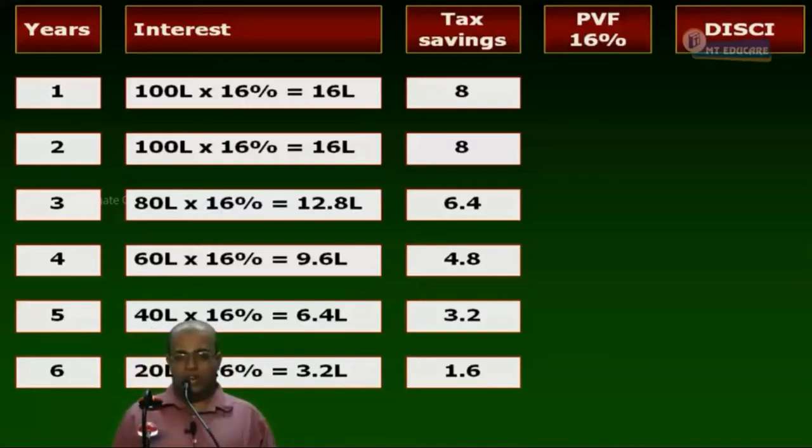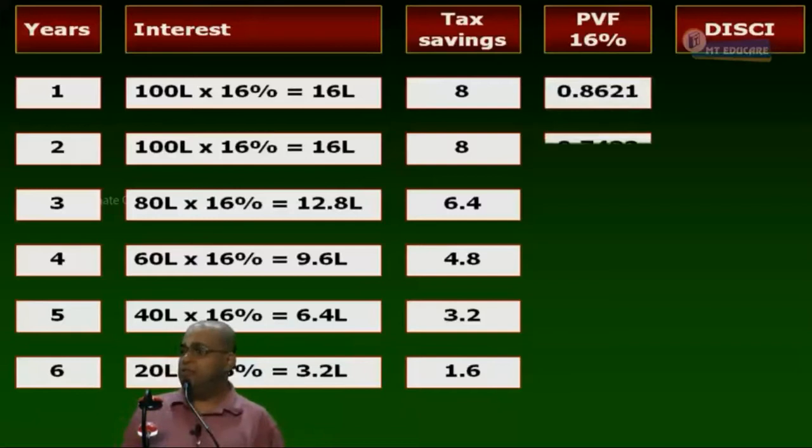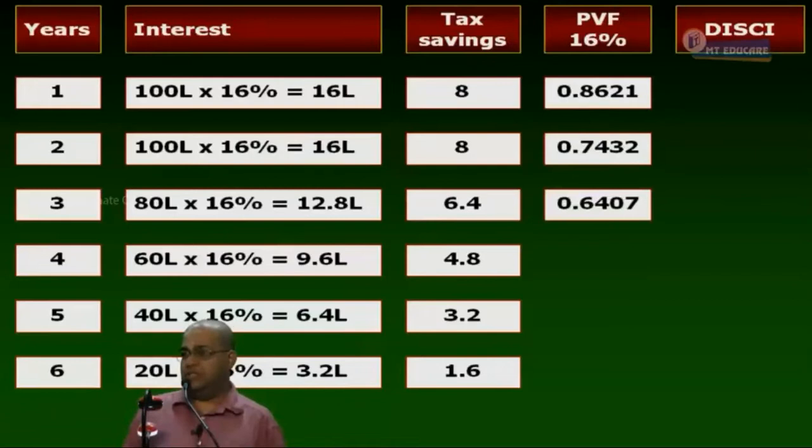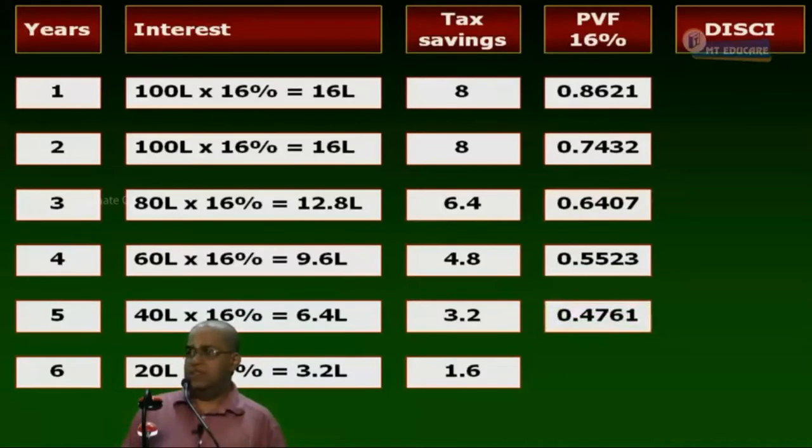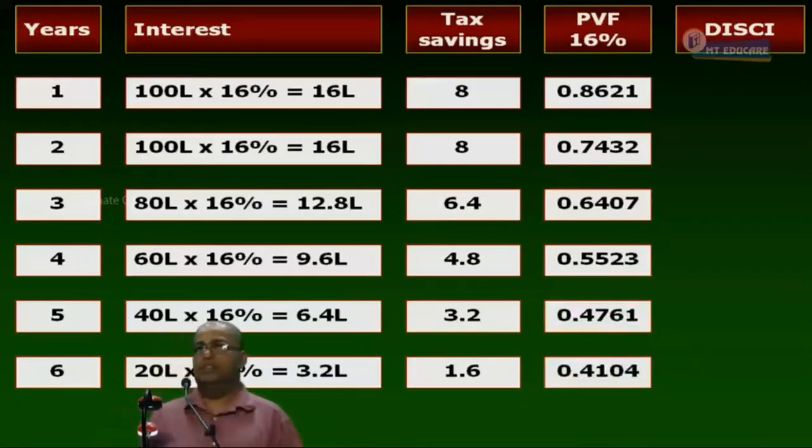Now, PV factor at 16%. 1 divided by 1.16 is equal to what, the present value factor? 0.8621, 0.7432, 0.6407, 0.5523, 0.4761, and 0.4104.